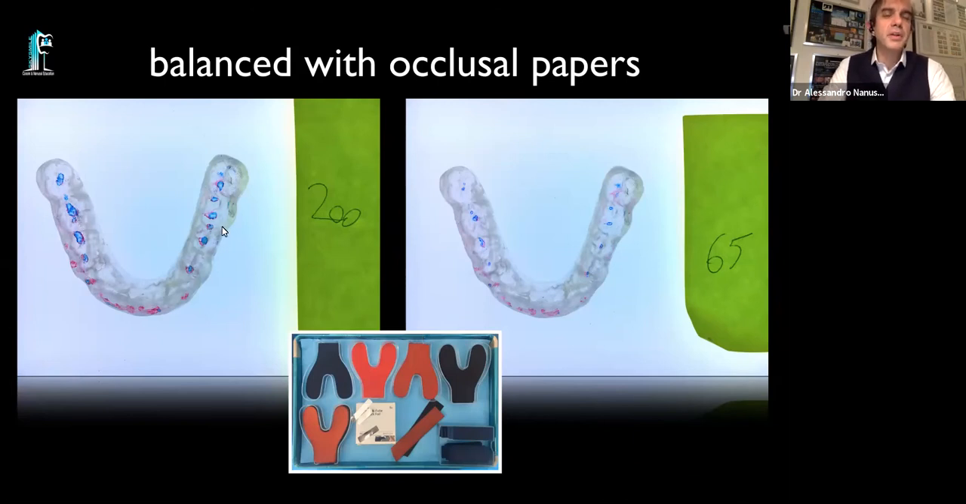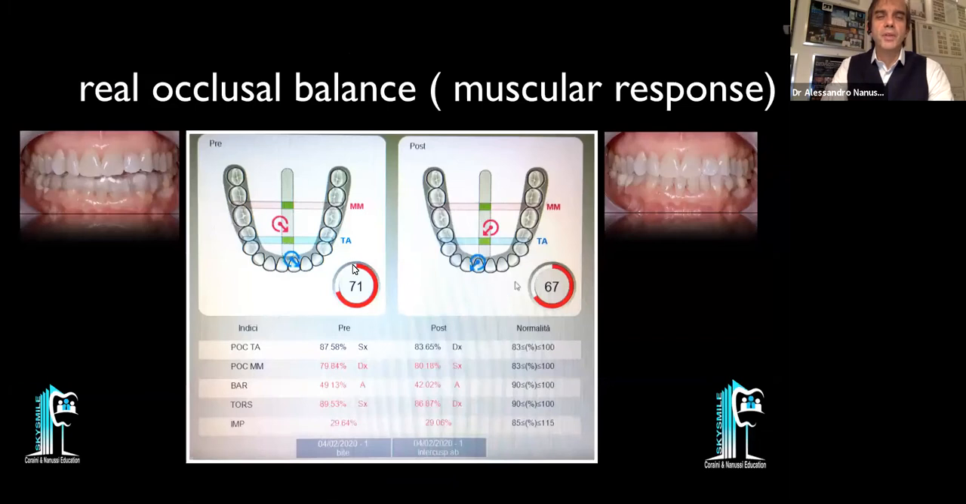It seems good with the occlusal paper at 200 microns of thickness, and also with 65 microns of thickness. It seems not bad, just a little green here to control this lateral movement. I think that is a good splint. But let's control it in the mouth. No good. I did this balance at first only with the occlusal paper.